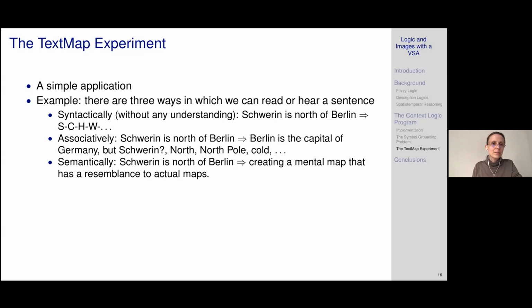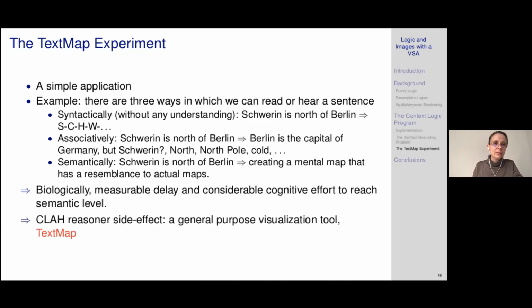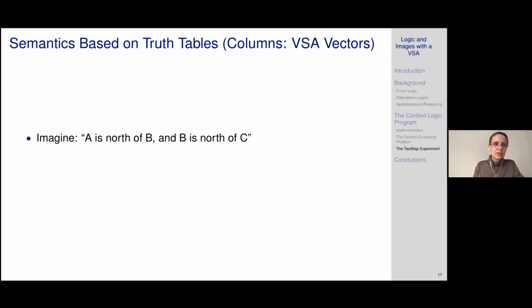it creates a mental map that has a resemblance to actual maps. So maybe you have a map of Germany somehow, a blob with Berlin somewhere in the east, and then Schwerin north of it, a little bit higher on that image. That takes a measurable delay when people do that. So there is some considerable cognitive effort to reach that semantic level. And the CLA reasoner has the side effect of being able to visualize. So now let's look into the details of how this works.